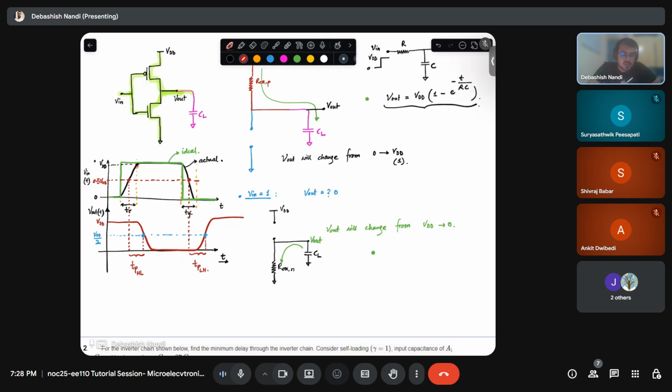What does it stand for? TP stands for propagation delay, P for propagation, HL is high to low and LH is low to high. So high to low and low to high means my output is changing from high to low in this case, and in this case my output is changing from low to high. So always remember the naming convention of the delays is with respect to the output level change. It is not with respect to the input. It is always with respect to the output.